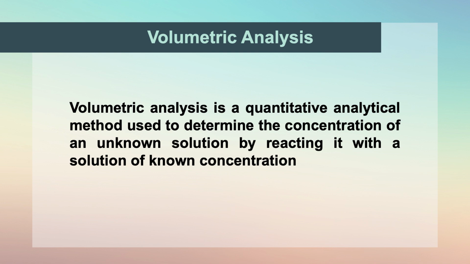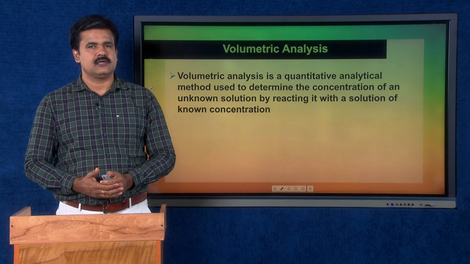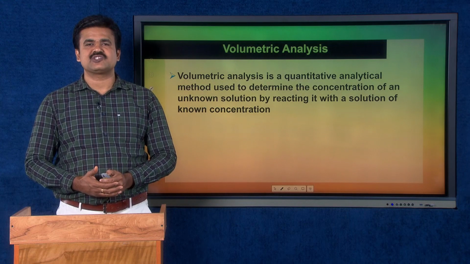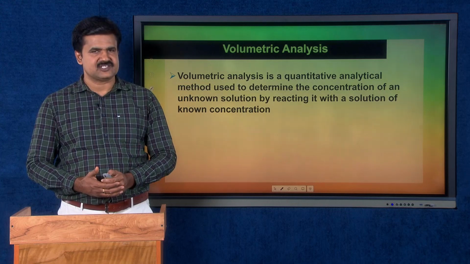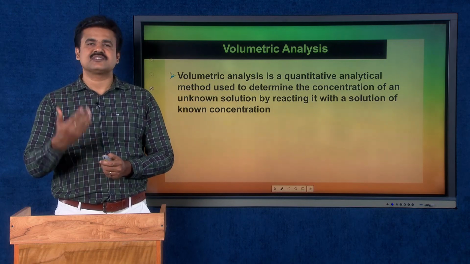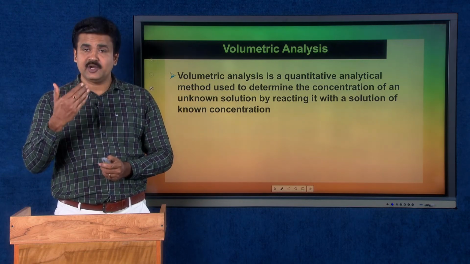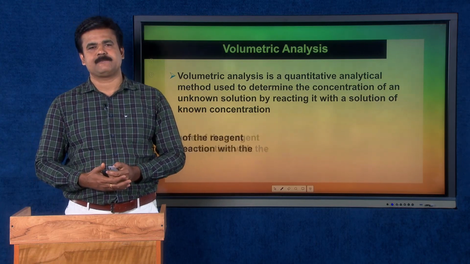Volumetric analysis is a quantitative analytical method used to determine the concentration of an unknown solution by reacting it with solutions of known concentration. That means it is very well clear that in volumetric analysis there are two kinds of solutions. One solution with exactly known concentration and the other one with unknown concentration. We are reacting these two substances together, and by measuring the volume, it is possible to calculate the concentration of the unknown material with the known concentration of the other substance.